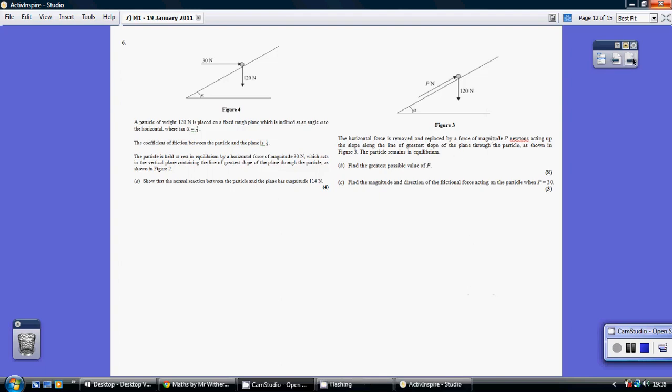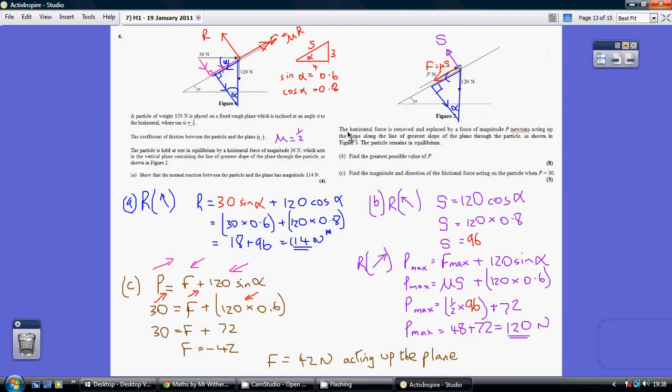Question 6. So, lots going on. Start off getting your diagram sorted, which needs to look like this. Bearing in mind that we're told that tan alpha equals 3/4, realise that sin alpha is 0.6 and cos alpha is 0.8 from the 3, 4, 5 triangle. So that's really our starting point.